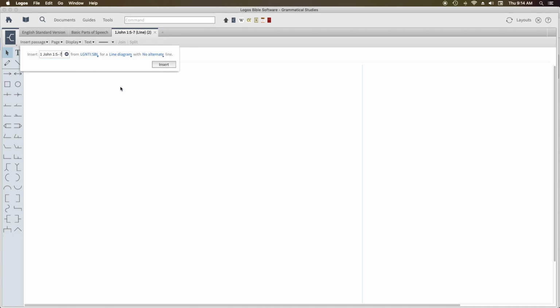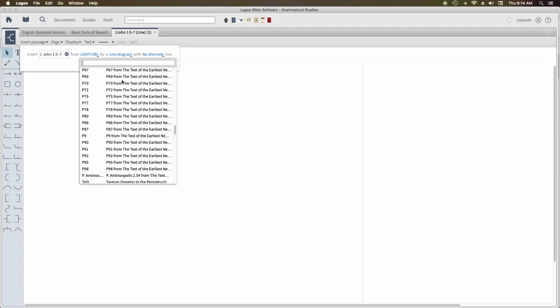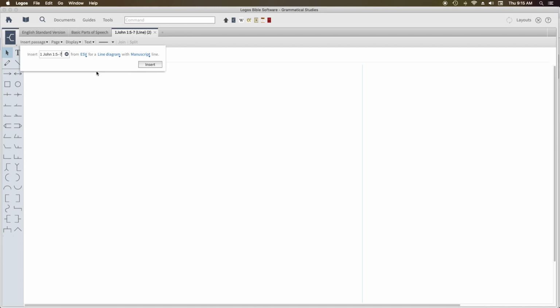I don't want the Greek. This is the Greek SBL. I was playing around with that earlier, but I'm going to go to the ESV. So it's 1 John 1, 5 through 7, ESV.